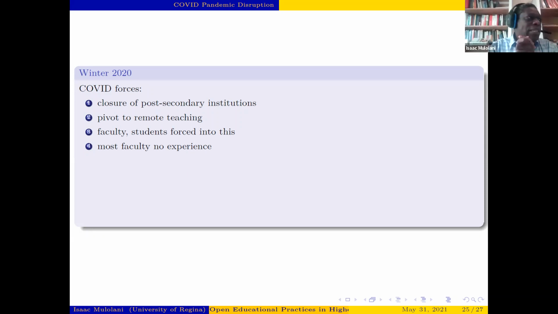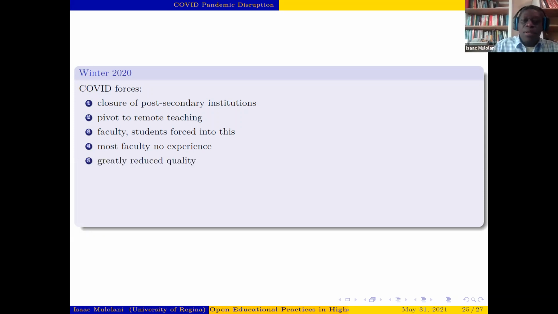You have to learn how to create electronic resources, because most of the time you just assign the textbook, the students bought the textbook, and then you just assign chapters in the textbook, problems, and you give an exam in a lecture hall or in a big exam hall. Now all of that changed.